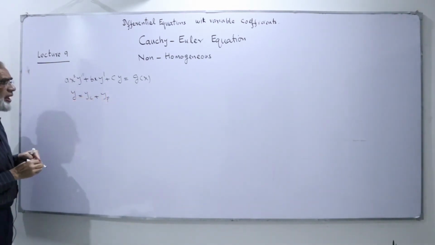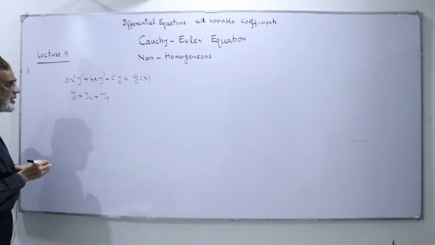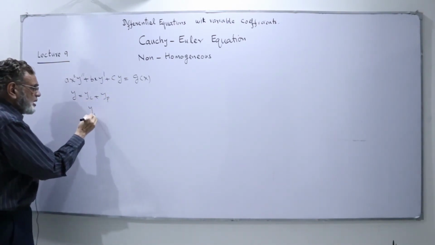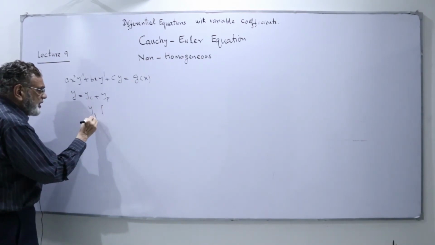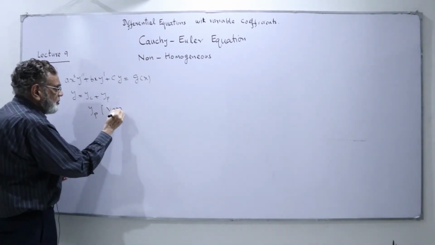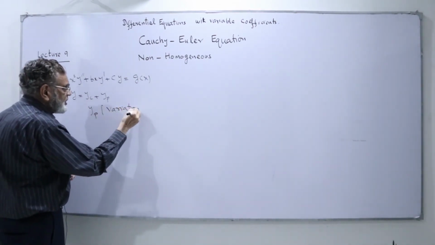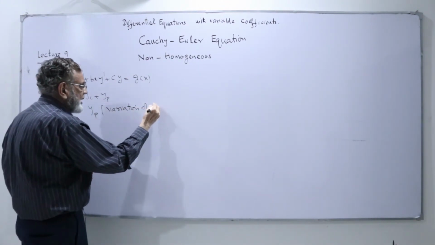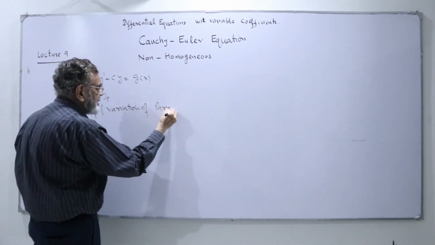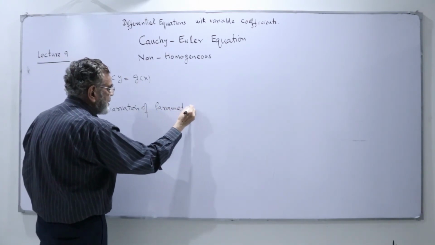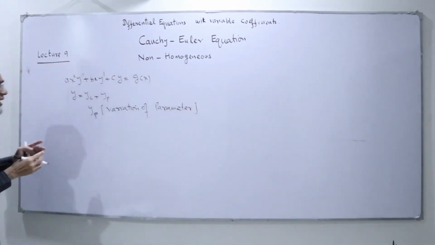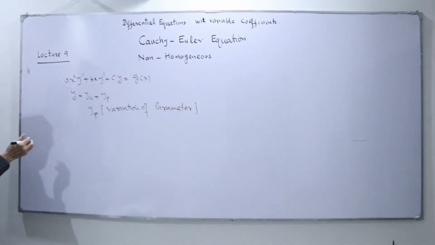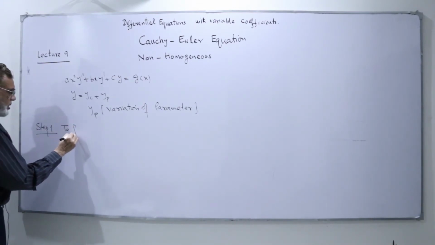Yc is the homogeneous part. Yp we can find by using variation of parameter. We already discussed the variation of parameter method, so we apply that to solve the Cauchy Euler equation. So yc is the same as we have done before. This is my step 1. Step 1 will be to find yc.